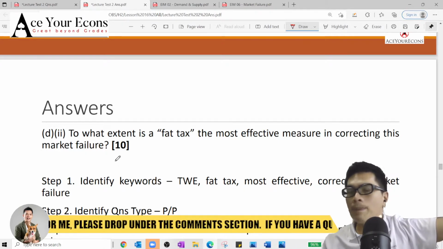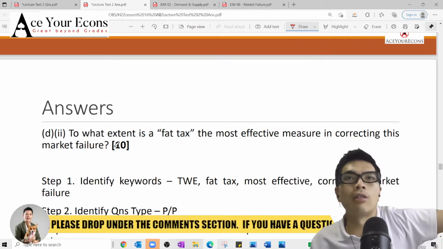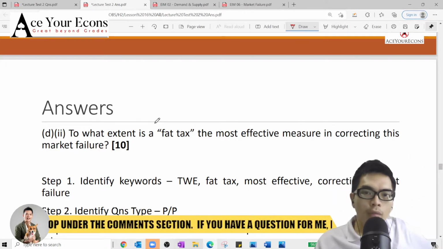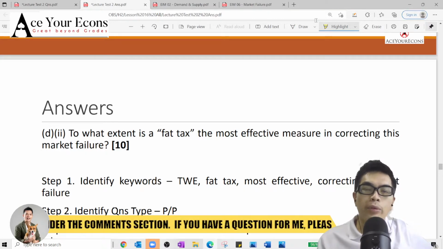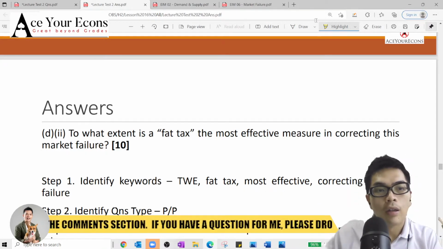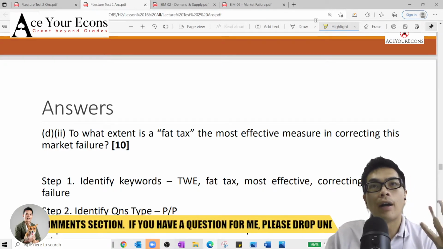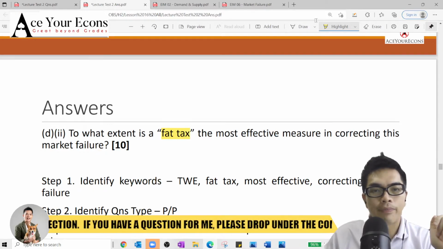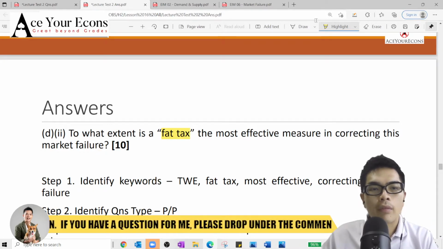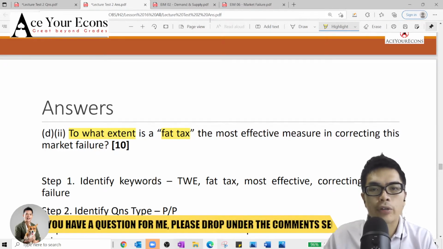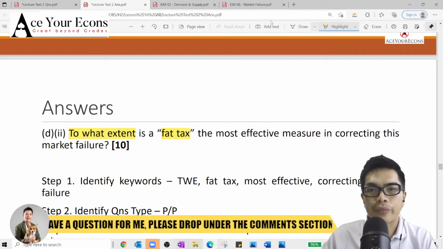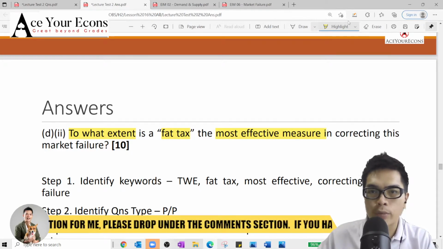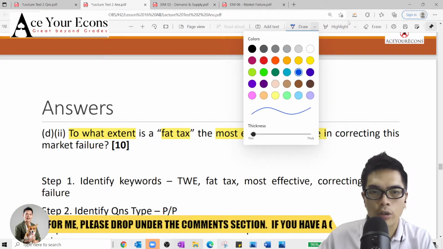So I'll quickly wrap up with the last questions. Last question, I hope I can wrap it up within 10 minutes. So, fat tax. Make sure you read things as a whole. Earlier on, we addressed that negative externalities is a better approach considering that we have fat tax. And to what extent tells you that there is going to be a limitation. To what extent and most effective measure, these two terms will tell us that there will be 2 additional conditions.